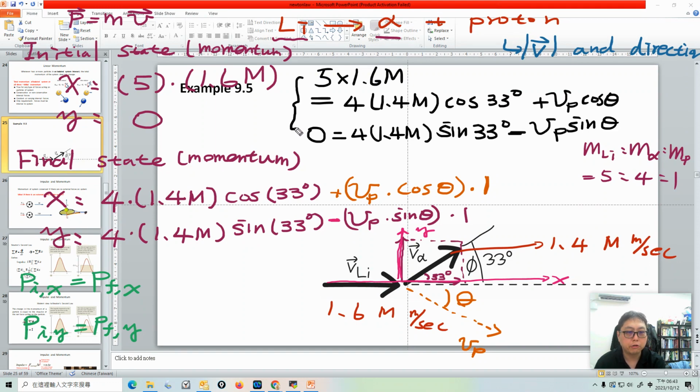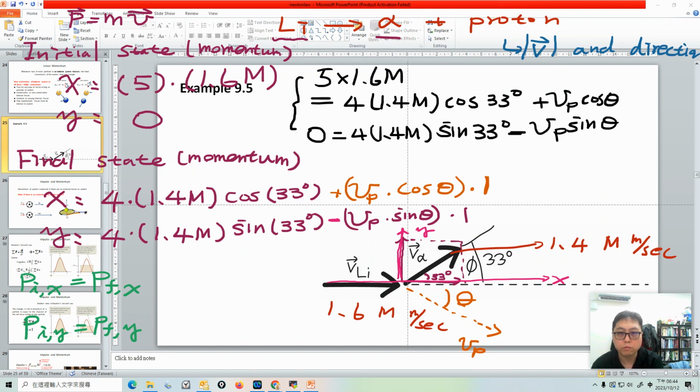So from these two equations, what do we get? I have no space. Oh, where should I erase? I have no space. Okay, let's erase this part. Sorry.